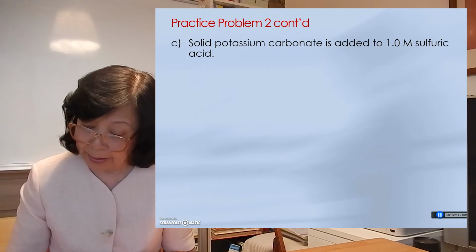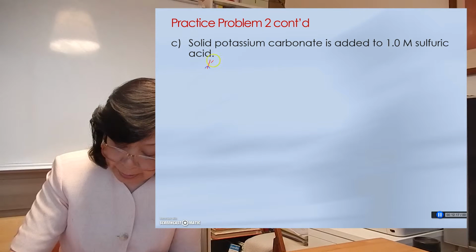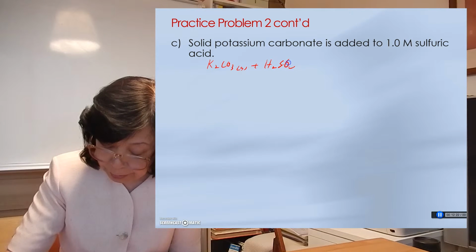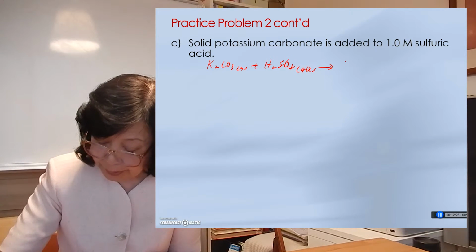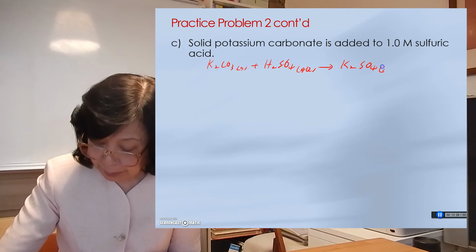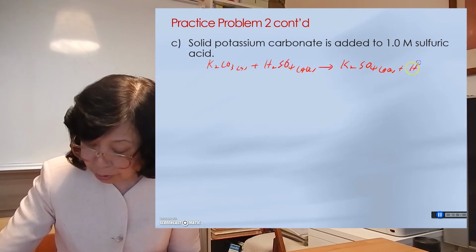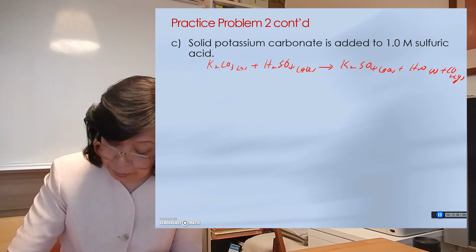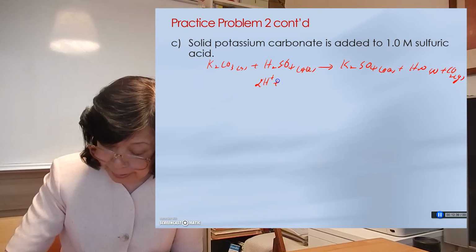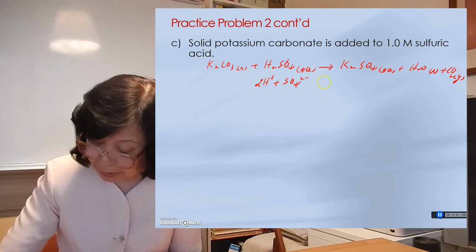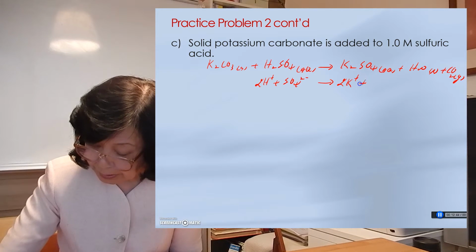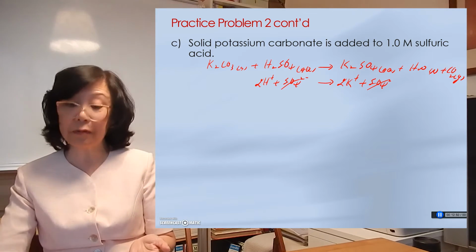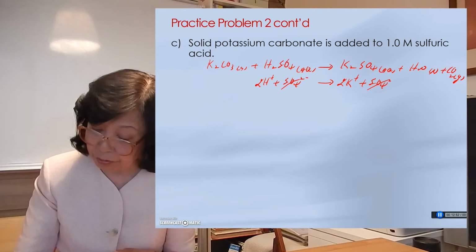Solid potassium carbonate added to sulfuric acid. So you have K2CO3 solid added to H2SO4 aqueous, forming K2SO4 aqueous, potassium sulfate solution, and water and CO2 gas. So we dissociate only the sulfuric acid, and we also dissociate the potassium sulfate. So now you can see the sulfate and sulfate will cancel out, and you have the net ionic equation, of course, with the K2CO3 and water and CO2.